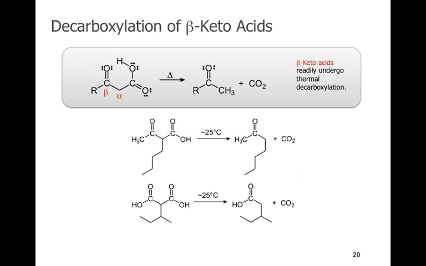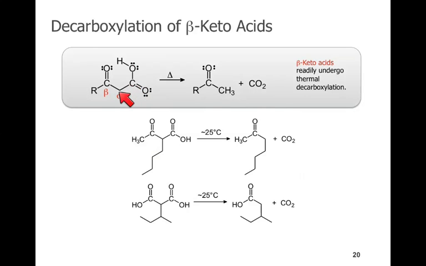Our next reaction is unique to particular structures, and it is a decarboxylation of beta-keto acids. So not just a carboxylic acid, but in this case specifically a beta-keto acid. Here's our carboxylic acid structure, and I've drawn it this way for a reason. It lies at the end of a chain.